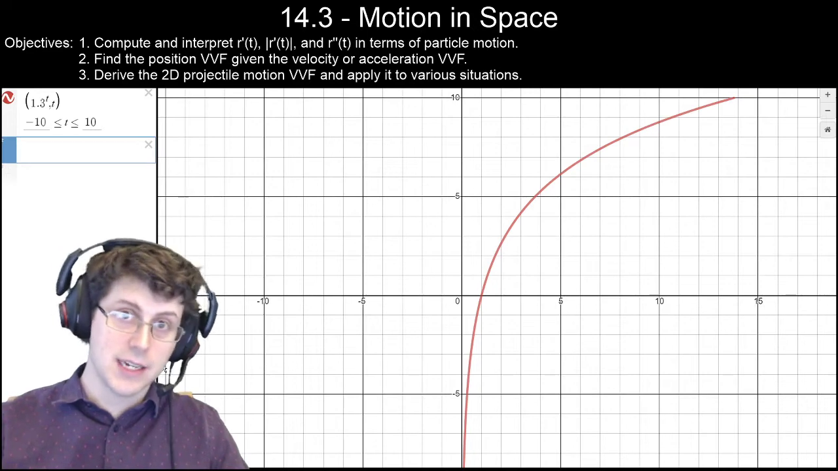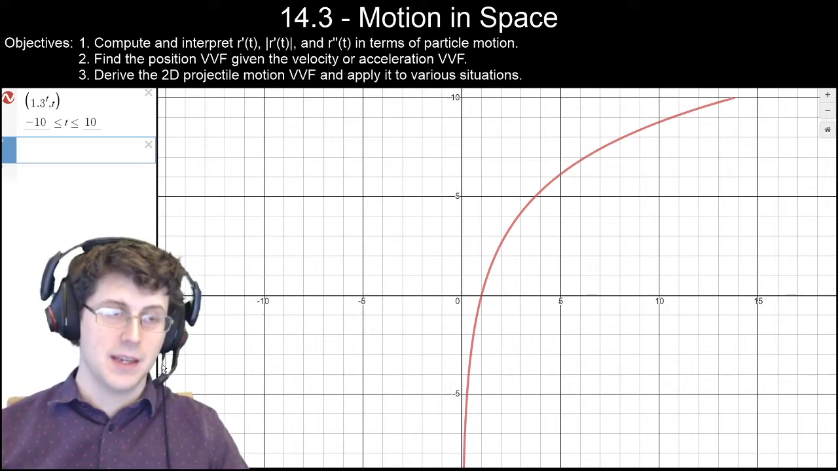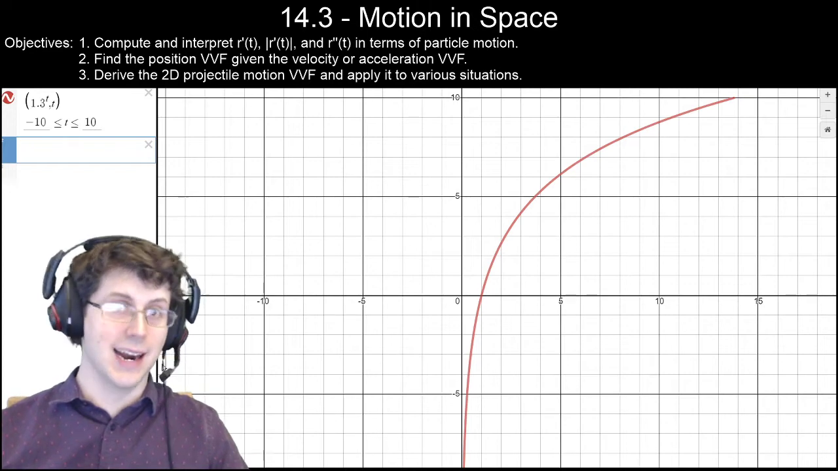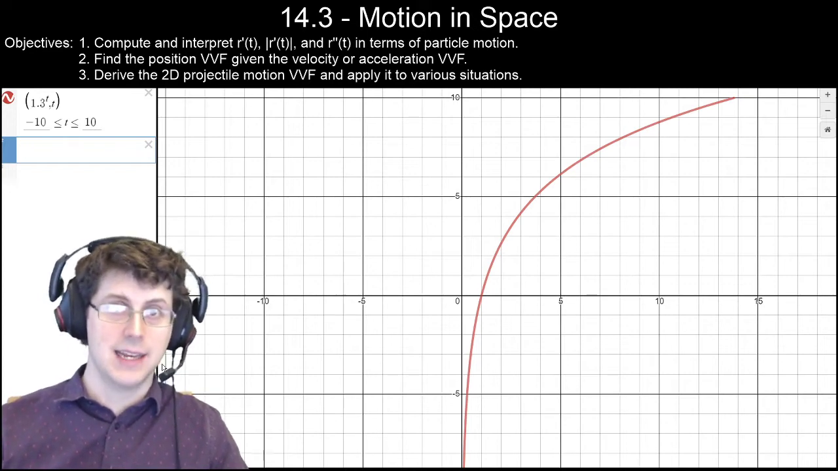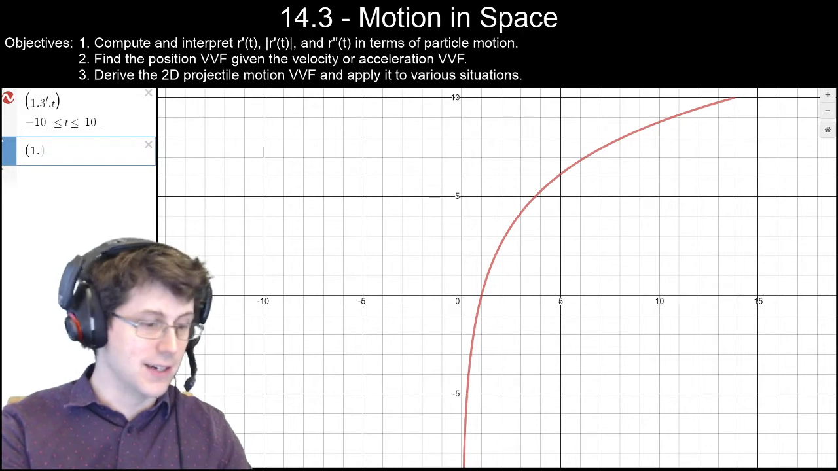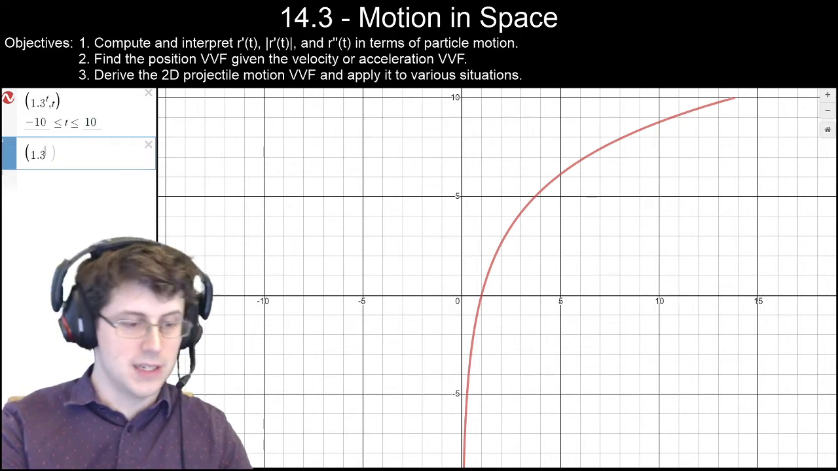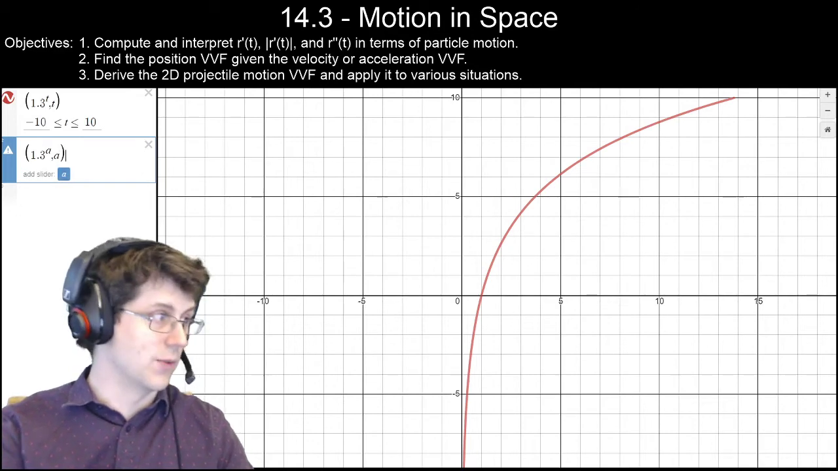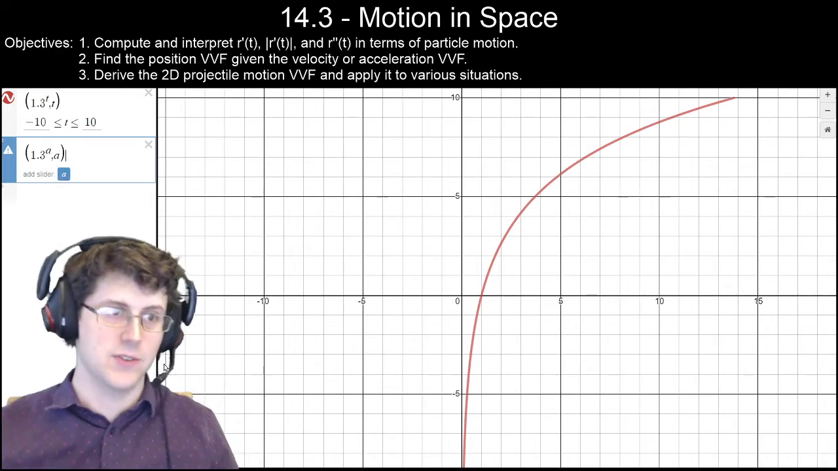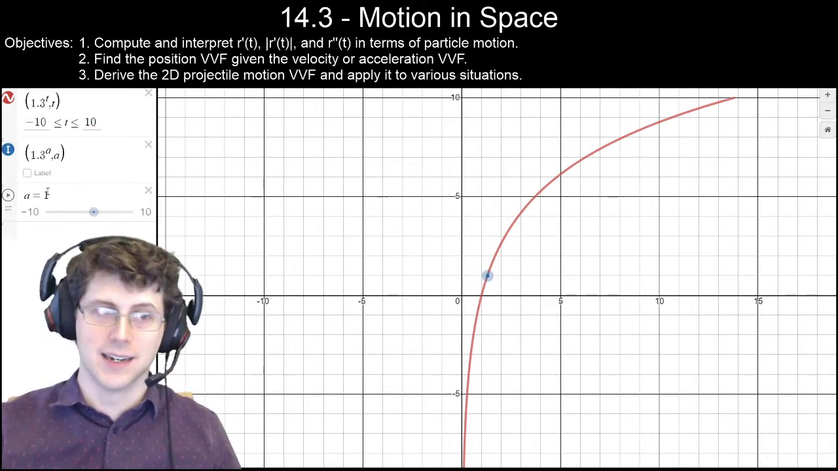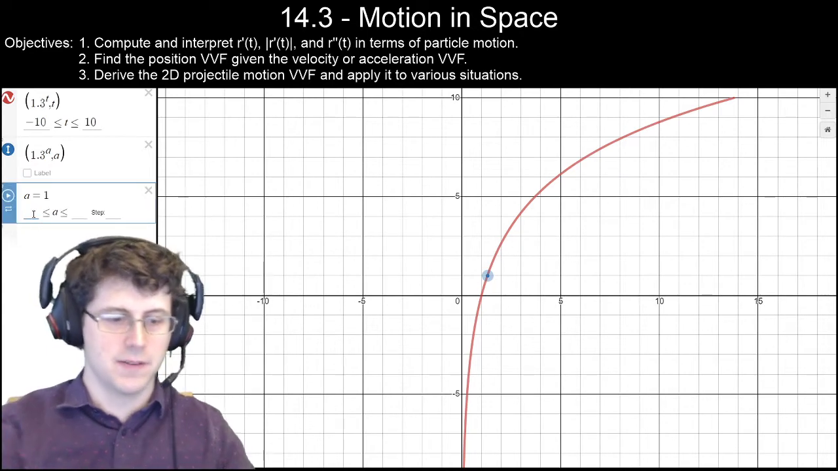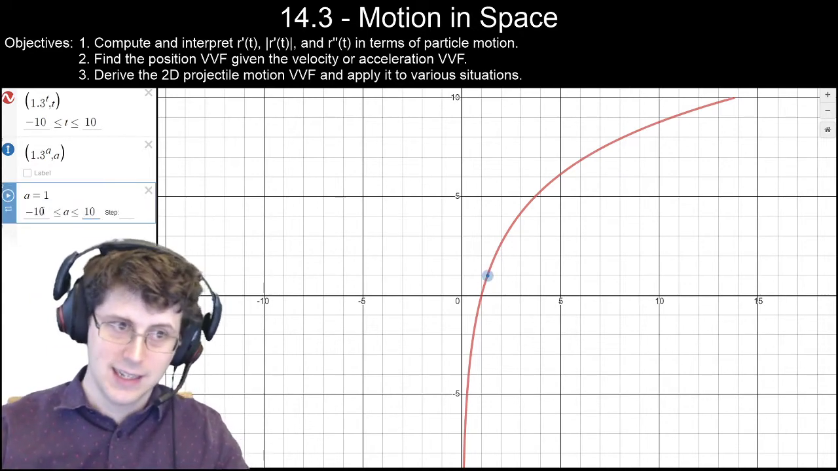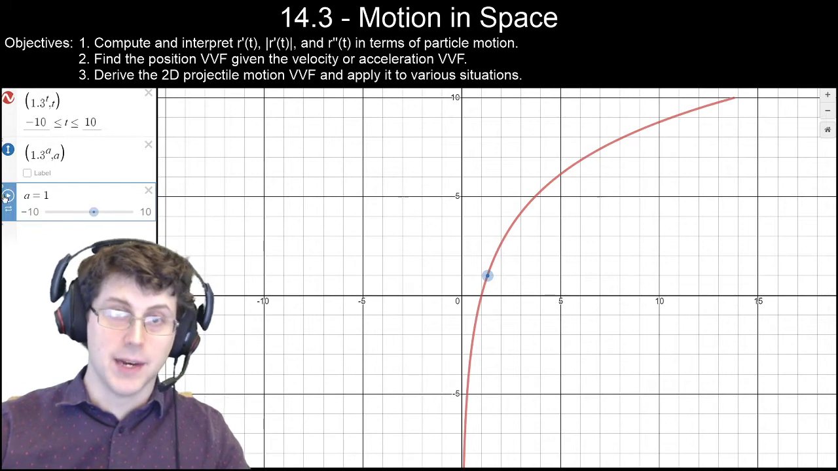The other way to do it is to use a different parameter. If you use a parameter other than t, Desmos will ask what you're talking about, and it will say, do you want a slider? So when I do 1.3 to the a power, and then a in the y slot, it asks what a is. You can say you want it to be a slider. When I let the slider go from -10 to 10, it has a play button.